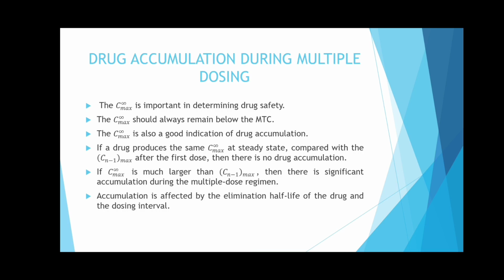If a drug produces the same maximum steady state concentration at steady state compared with the Cn-1 max after a first dose, then there is no drug accumulation. Cn-1 max is any maximum concentration of the drug after the first dose. If the maximum steady state concentration is much larger than the Cn-1 max, then there is significant accumulation during the multiple dose regimen. Accumulation is affected by the elimination half-life of the drug and the dosing intervals.